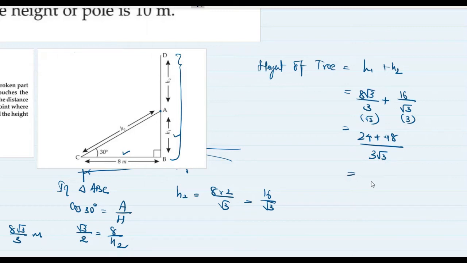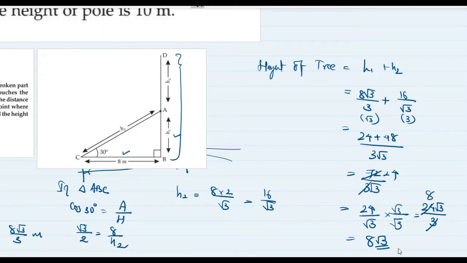Okay, so 24 plus 48 is 72. 72 by 3 root 3. So 3 and 72 cuts, we get 24. 24 by root 3. Let me rationalize this. Yes, so if you rationalize this, you get 24 root 3 by 3, and 3 gets cut with 24, so you get 8 root 3. So height of the tree is 8 root 3.